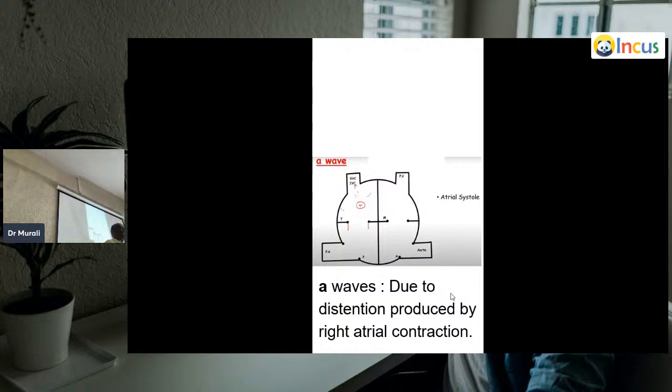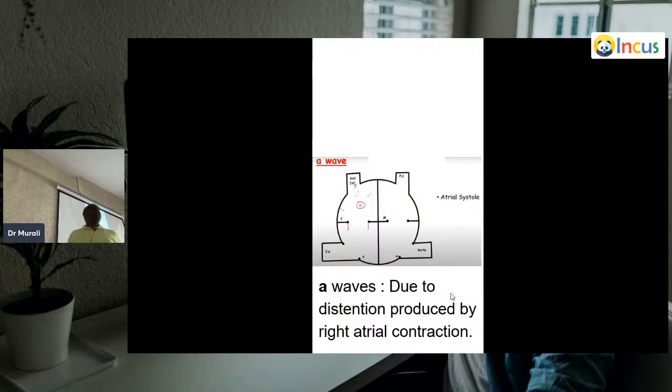Second 1/3, what did Newton's law say? The apple falls from the tree because of gravity. So also, the atria are higher, the ventricles are lower. So by the gravitational pull, the blood will move from the atria to the ventricle.